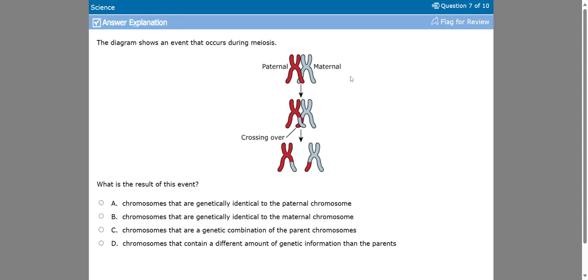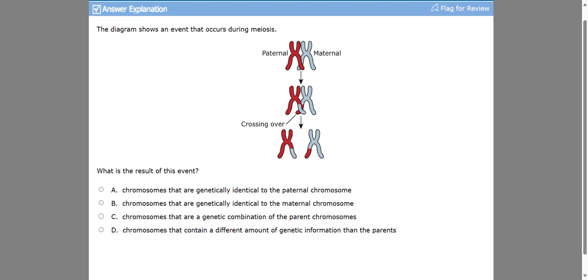This diagram, it's maybe a flashback for a lot of you on biology. In this case, this diagram shows an event that occurs during meiosis. And looking at the question it asks, what is the result of this event? So you're looking at paternal, maternal, this crossing over that happens, and then you are asked what is the result of this event. So it's really a cause and effect question. So watch out for those. Again, understanding what the question is asking you.